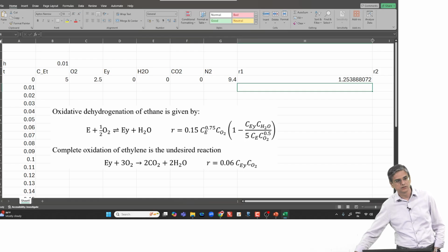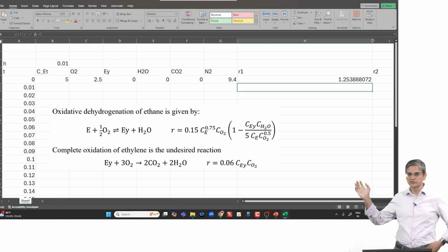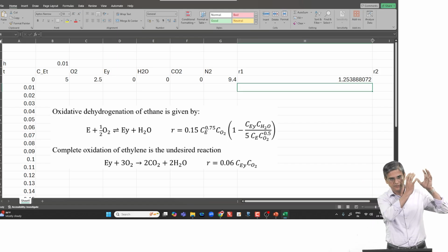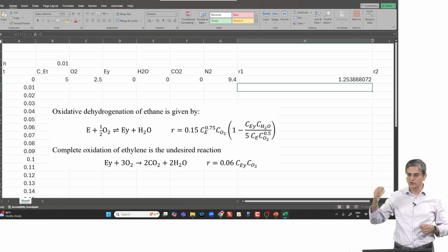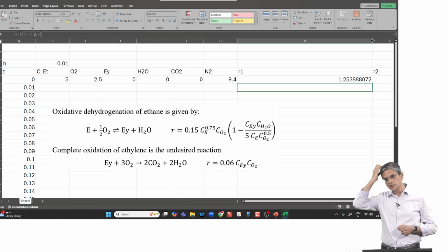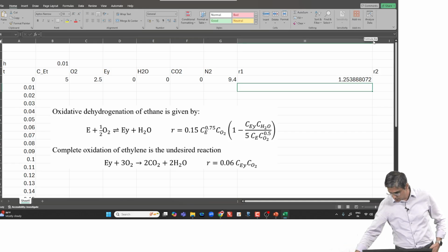Again, if you look at the format of a reaction rate, it's the forward reaction rate multiplied by 1 minus the product of concentrations to the power of their stoichiometric coefficients divided by Kp, or Kc in this case.